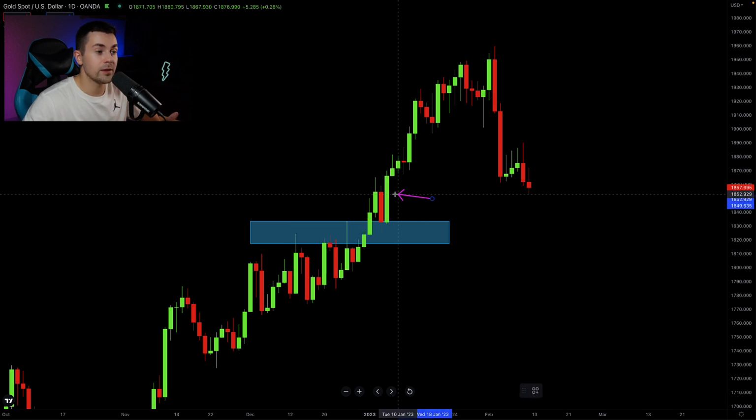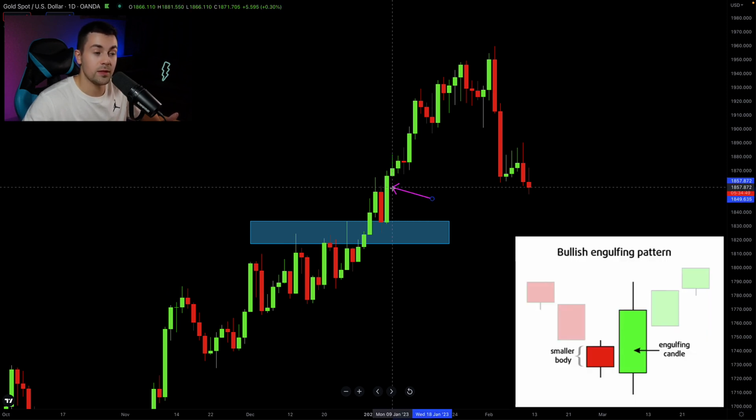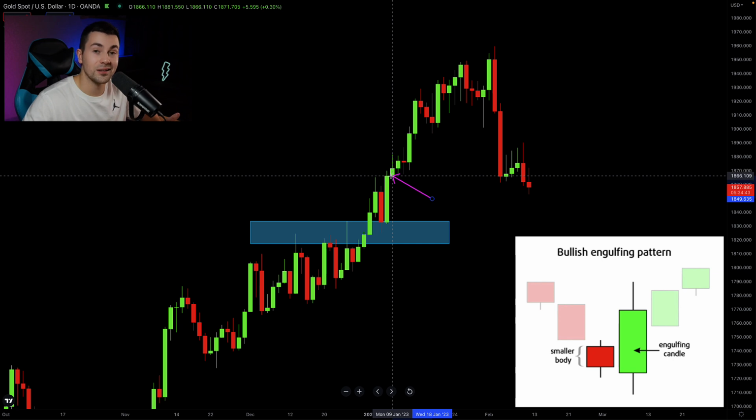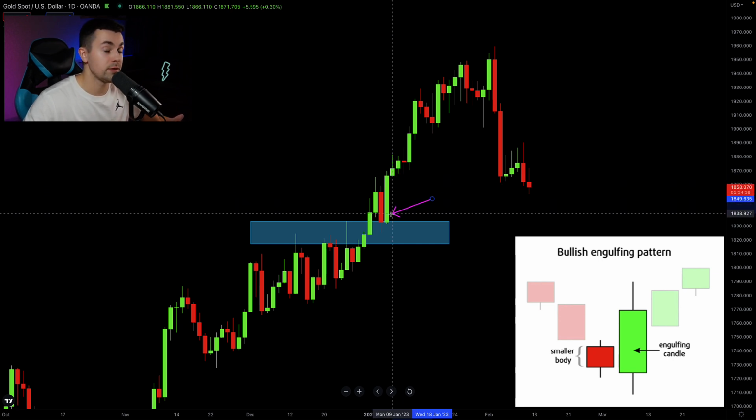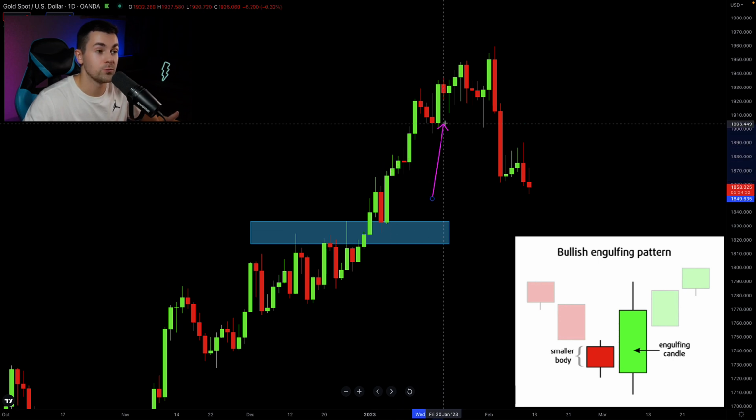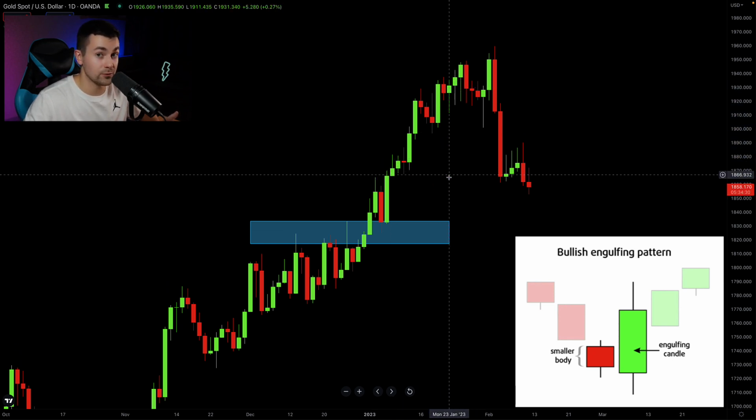But then take a look at that bullish candle. That bullish candle completely engulfed the range of that bearish candle and closed above that. Here we have a perfect example of the bullish engulfing candle. And you can see that after that candlestick pattern formation was formed, gold bounced nicely and went much higher.